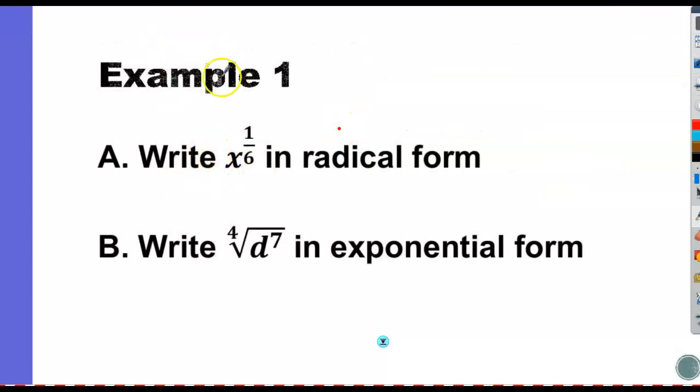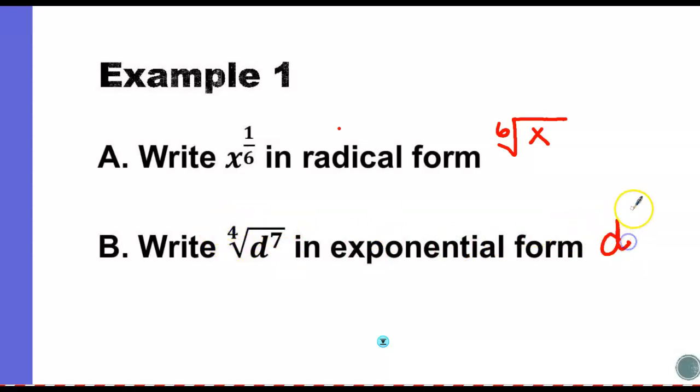So here's the first example. We're going to write x to the power of 1 over 6 in radical form by realizing that the denominator is the index. So it's going to be the 6th root of x to the power of 1. I don't ever really technically have to write power of 1, so I'm just going to leave it like that. And I'm going to write this one in exponential form, so how this looks right here. So remember, my denominator is my index. So that's going to be d to the power of 7 over 2.